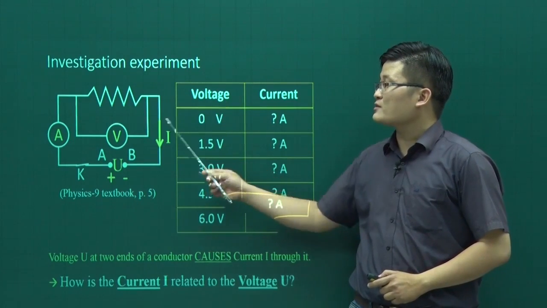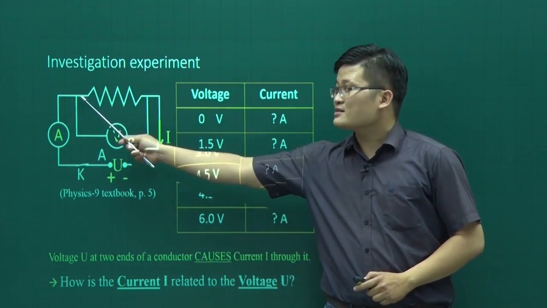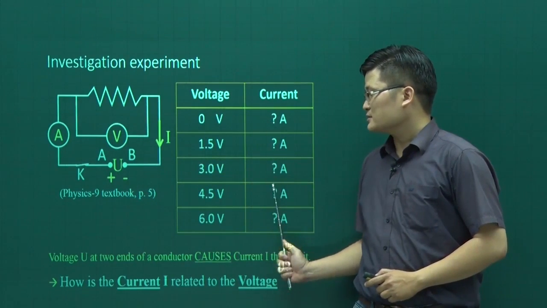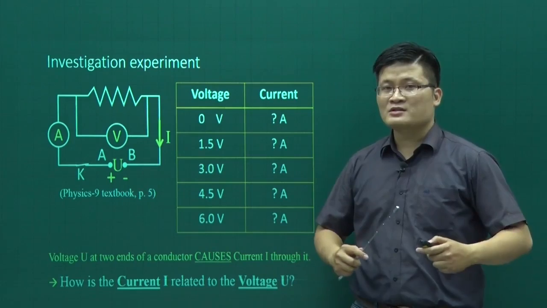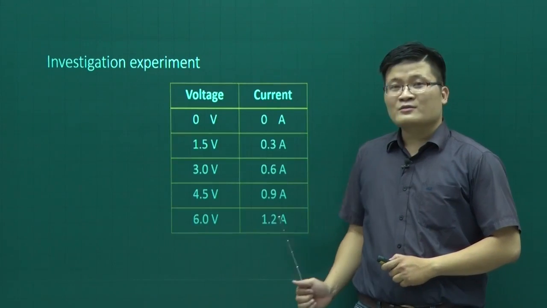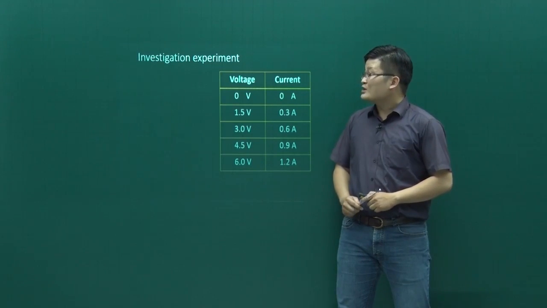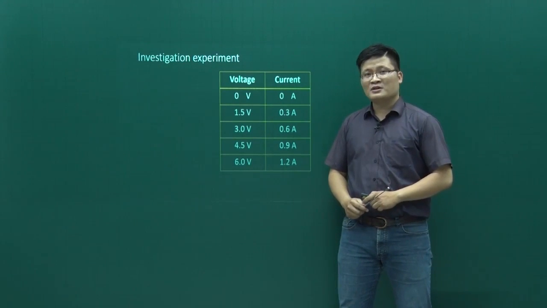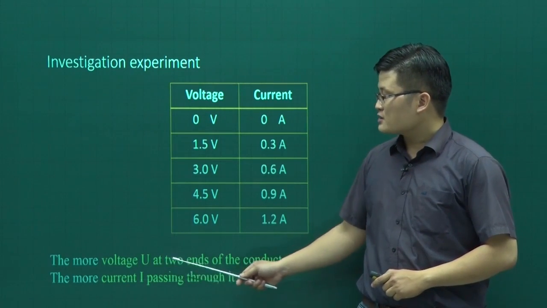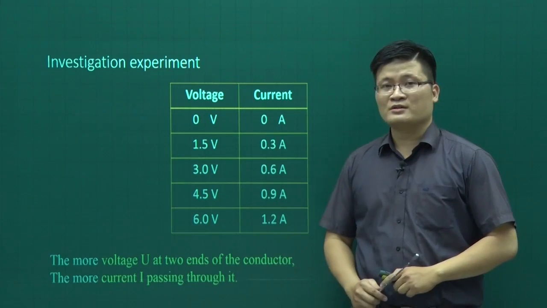And of course, we will use the voltmeter to measure the voltage between the two ends of the conductor, and we use the ammeter to measure the current. And then we have a series of data about voltage and current. That is the data we have, and I collected it from the textbook. What can we tell about the relation between the voltage and current? We can observe it clearly. The more voltage at the two ends of the conductor, the more current I passing through it.